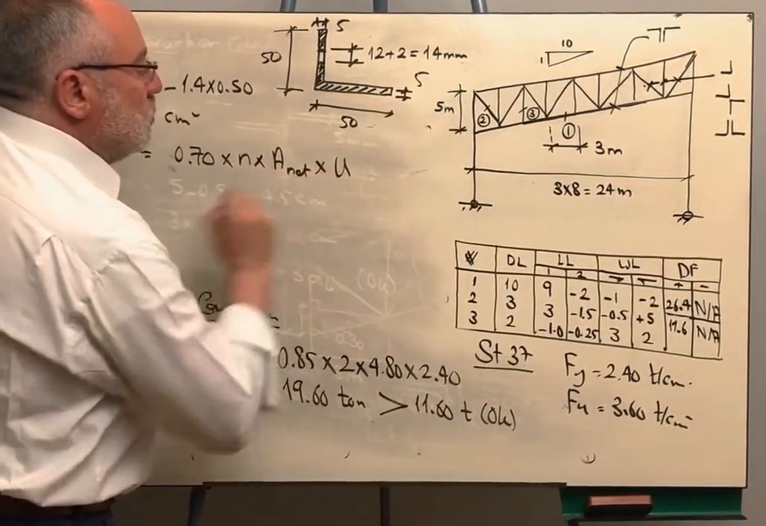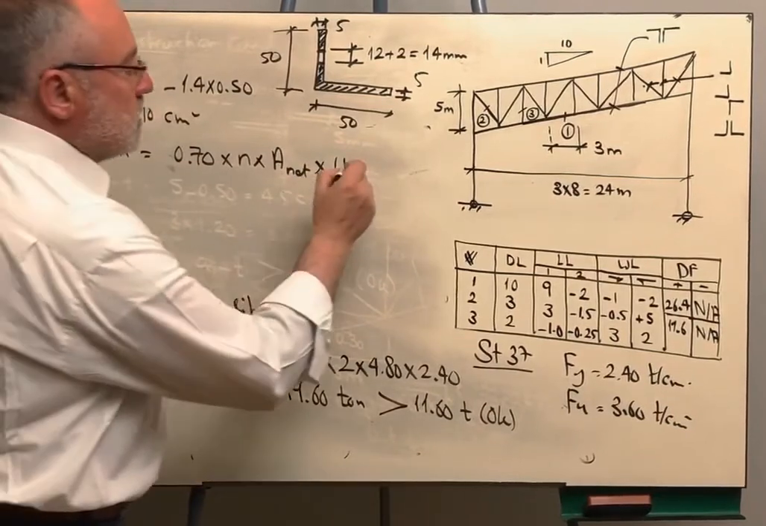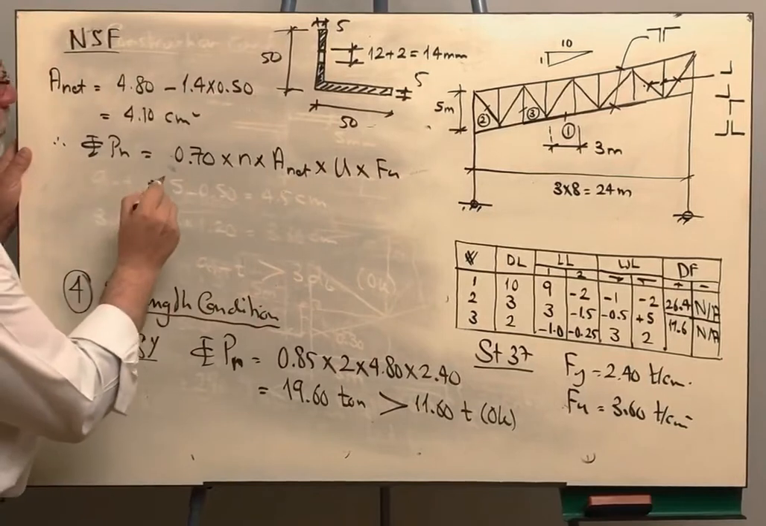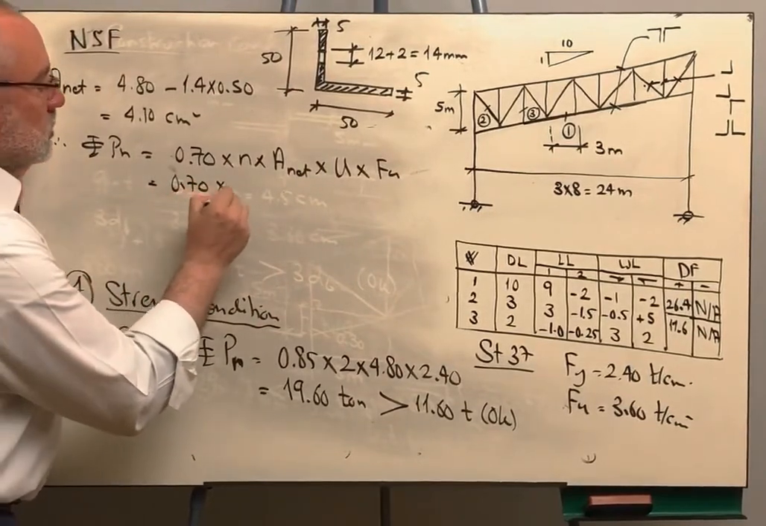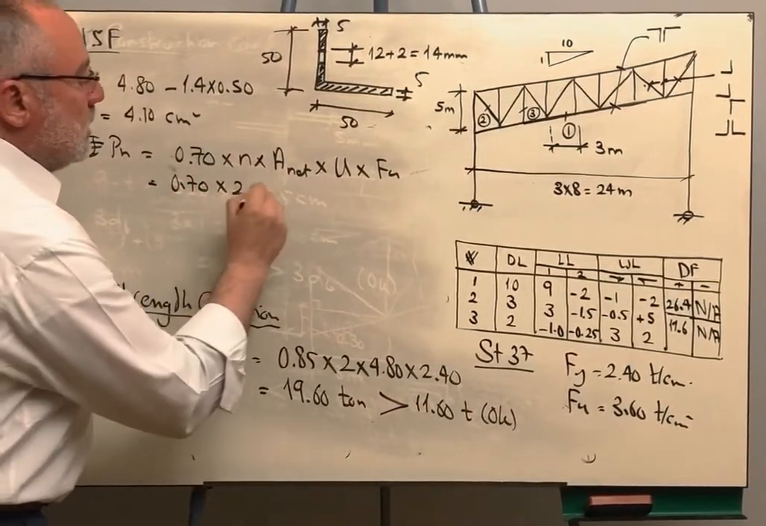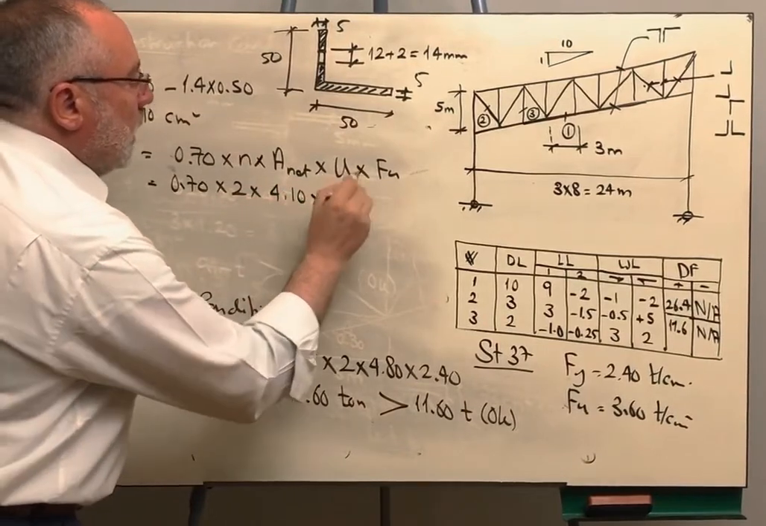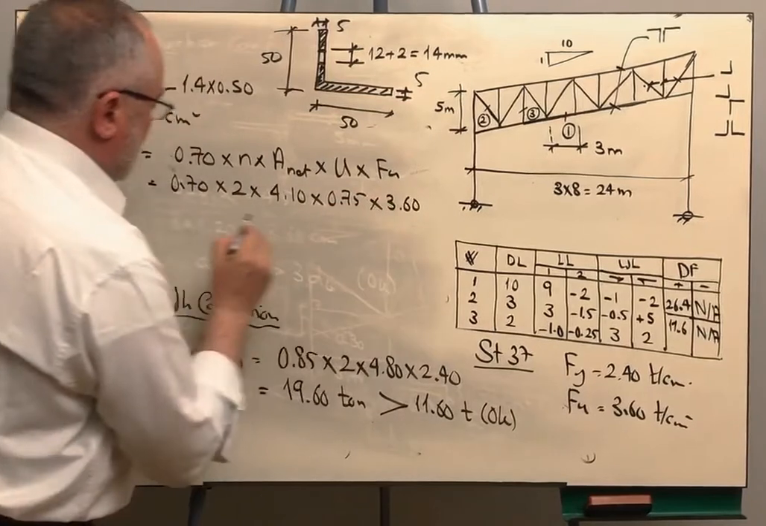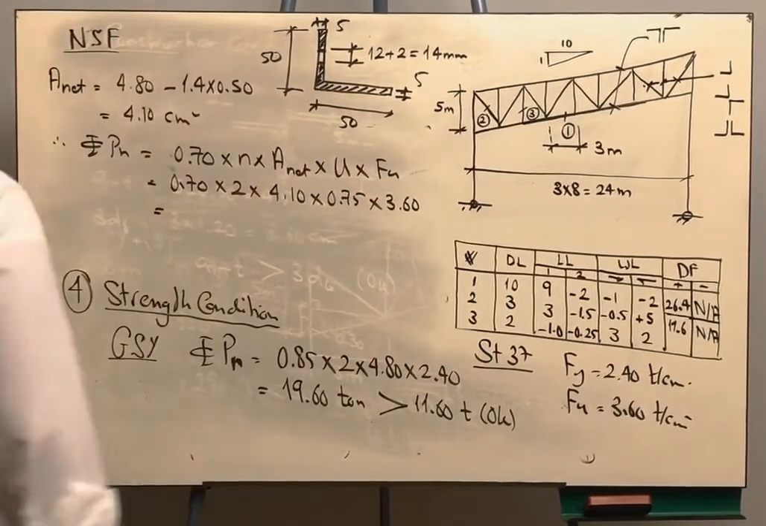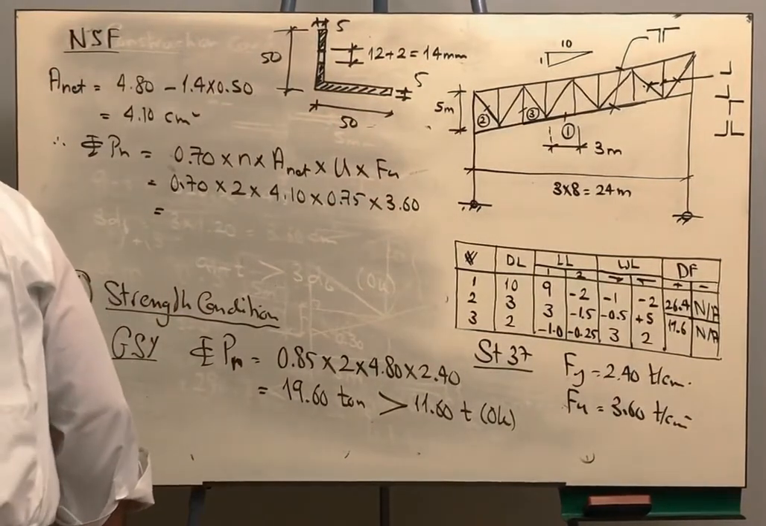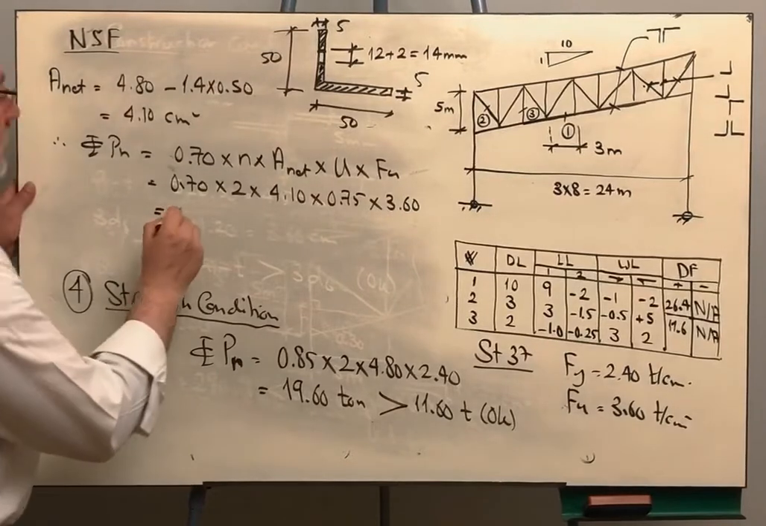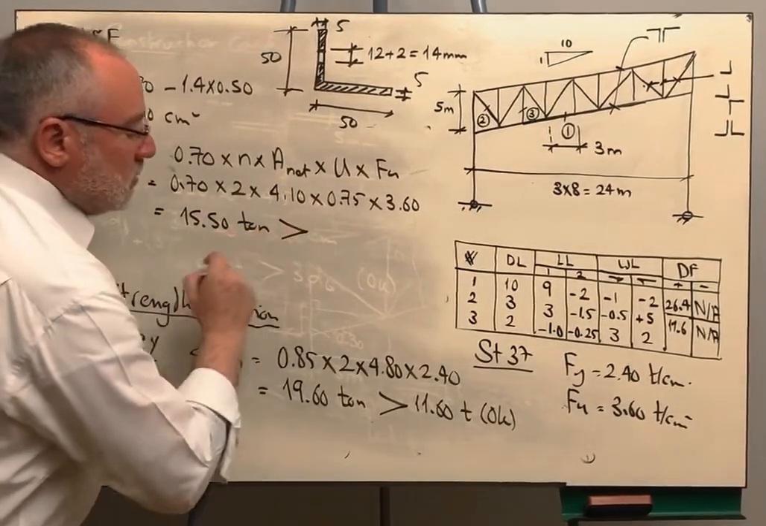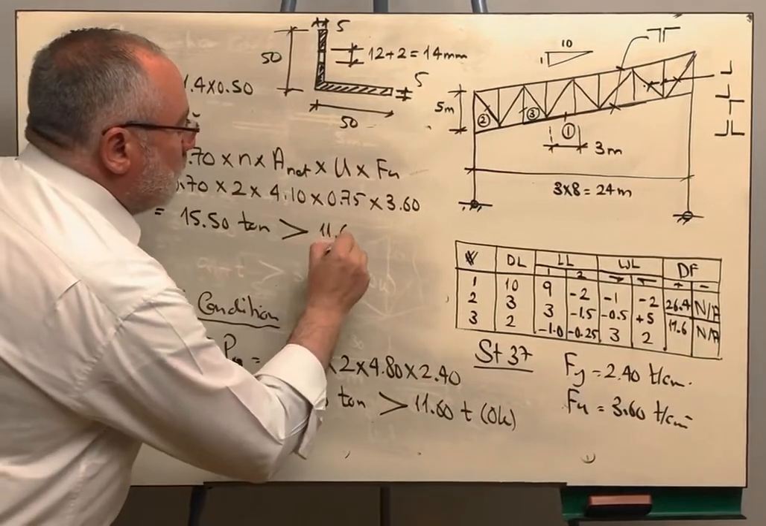And the value of u, which will be 0.75 because this section is bolted, and F ultimate, which is 3.6. So we substitute here. Area net is 4.1 and u is 0.75 and F ultimate is 3.6. So we get this value, and it is 15.5 tons. This is bigger than 11.6.